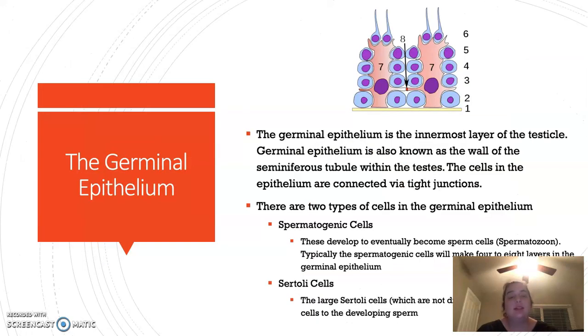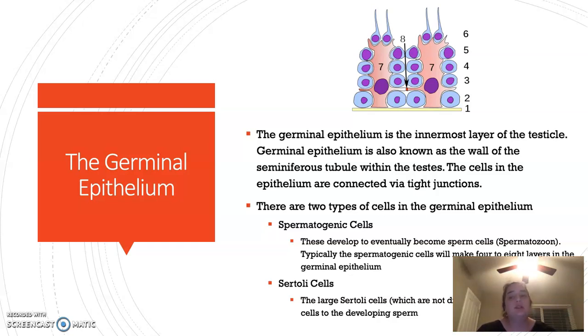So first, let's discuss exactly what the germinal epithelium is. And I have a little diagram here to kind of represent it. The germinal epithelium is the innermost layer of the testicle. It can also be known as the wall of the seminiferous tubule within the testes. The cells in the epithelium are connected via tight junctions.